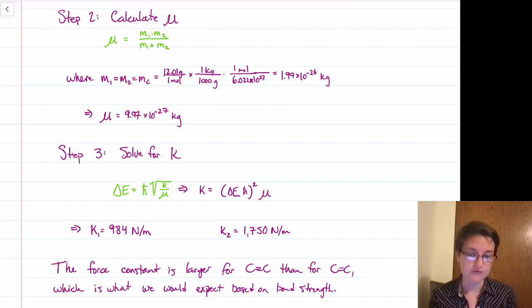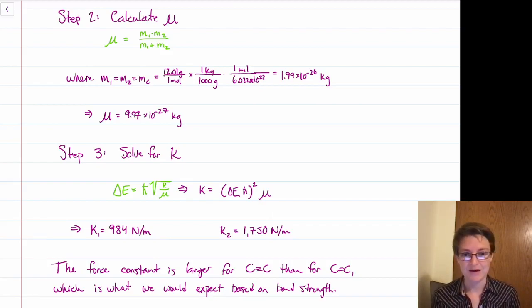We've already solved for delta E, we know Planck's constant, and we solved for mu, and so we simply have to plug in those values to get our final answer. And what we obtain is K1 equals 984 newtons per meter.